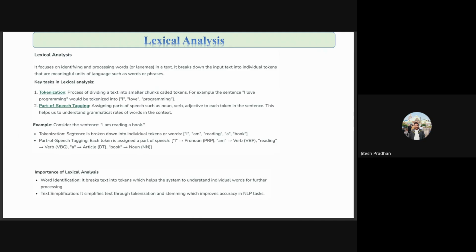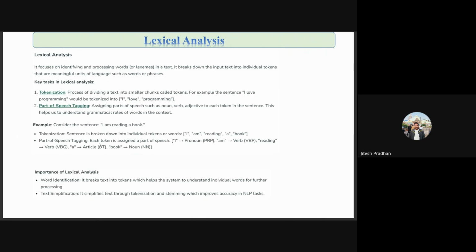Okay, so in this case, in tokenization, we will have to break it down to word-level tokenization. There are three levels of tokenization. We will discuss that also: word level, character level, or sentence level. In this case, we are doing word-level tokenization. So it is I, am, reading, a, book. So we have 5 tokens.